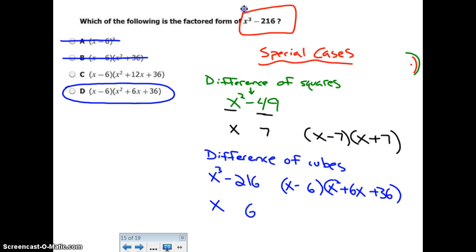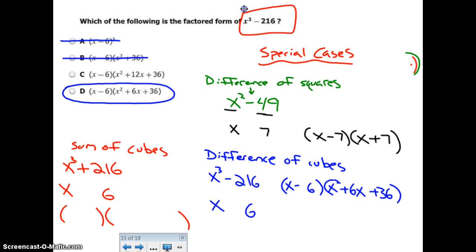Okay. For further review, we also have sum of cubes, which looks just like difference of cubes, except there are a few slight differences. So a sum of cubes could be x cubed plus 216, or 8, or 27. Okay, those numbers that are perfect cubes. Let's just use 216 again and show how similar it looks. When you factor this, you're going to have the cube root of x cubed is x, the cube root of 216 is 6, and it's going to factor like this. Okay, another binomial times a trinomial.